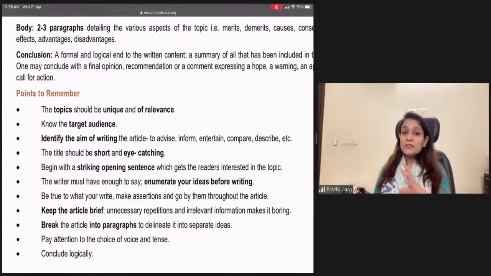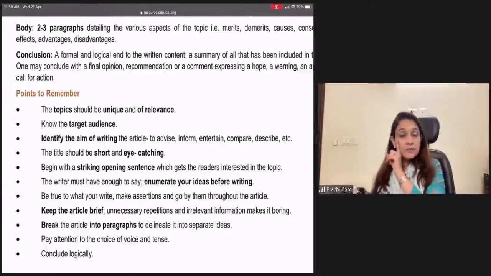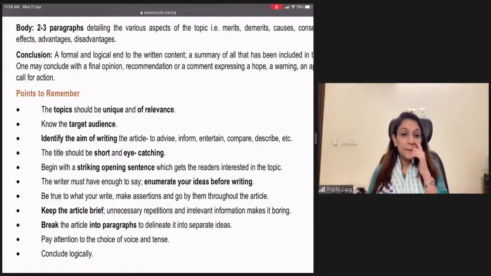Keep the article brief. Unnecessary repetition, irrelevant information makes it boring. Don't repeat your things again and again. You explain one point, explain it perfectly at one time. Break the article into paragraphs to delineate into separate ideas.